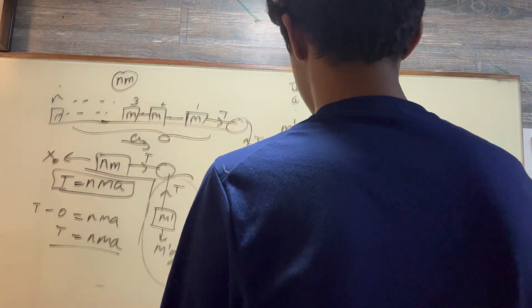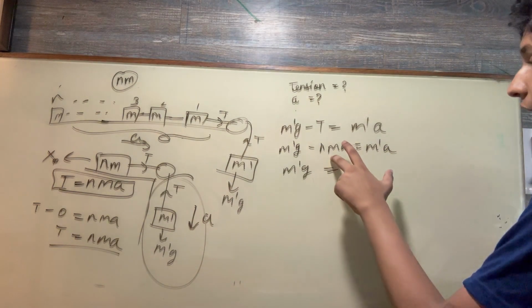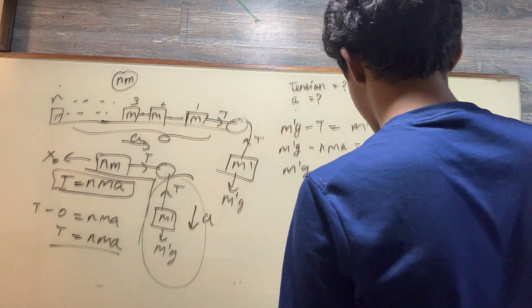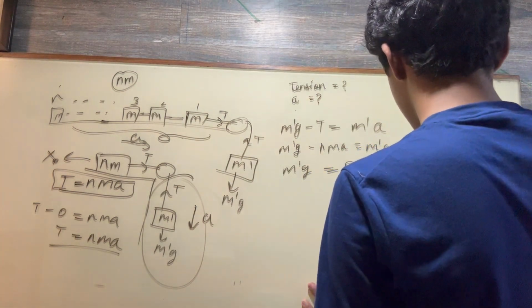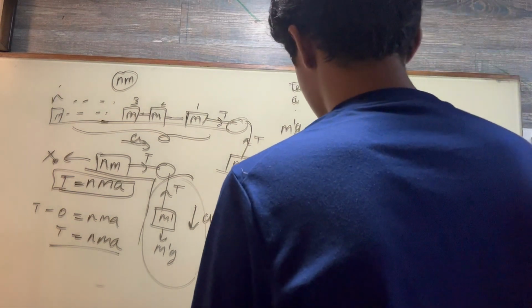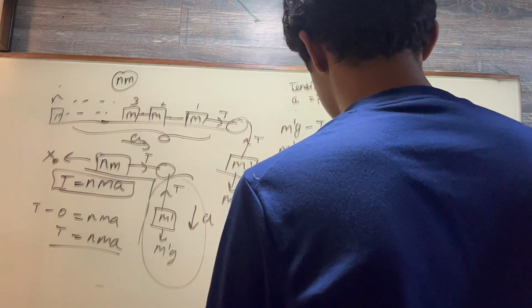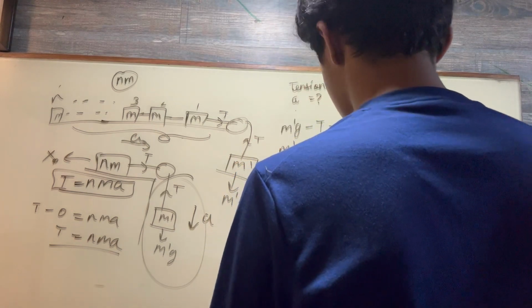So here we can take this common. We will take m dash g on one side and take a common, so we will get (nm + m dash) times a, and we will take this to the LHS. So finally we will get m dash g by (nm + m dash) is equal to acceleration.